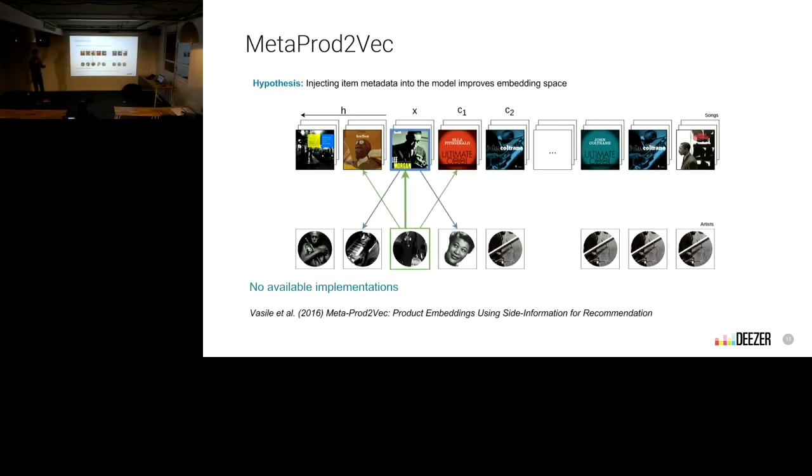And there's also an extension of this model called Meta Prod2Vec, proposed by researchers at Criteo, that uses the same hypothesis and an additional hypothesis that says that if you have more information on your items, you can use it to improve the embedding space. So for example, for a track, if you know its artist, then you can maybe relate this track to other tracks and hopefully improve the embedding space. They do that by using additional training pairs that involve the metadata.